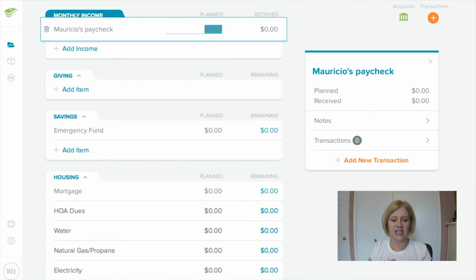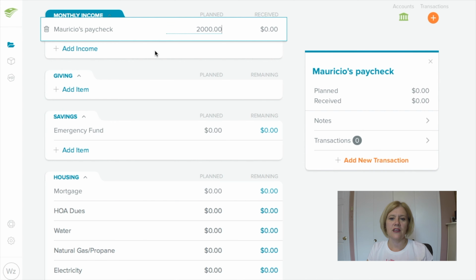Our budget usually has about 10 different income items, and if you guys would like to see our budget specifically, let me know also down below, and I would be happy to do that because I'm all about sharing and hoping that other people can learn from the way I do things. Mauricio's paycheck, let's focus on the task at hand.